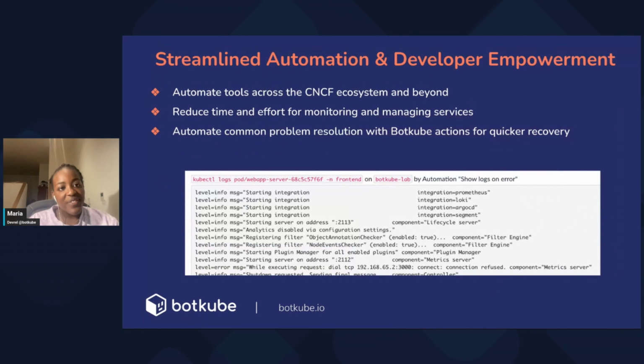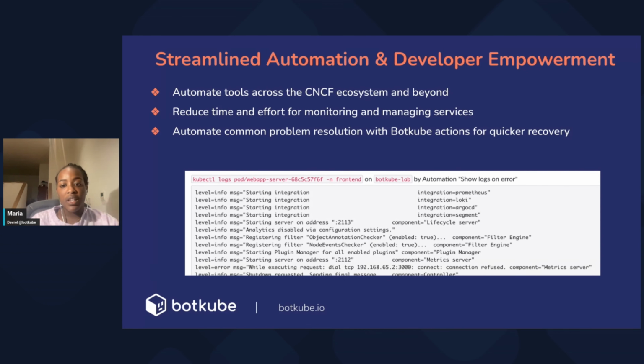And finally, you want to be able to streamline your automation and developer empowerment. So here's an example of an automation with Botkube. This automation runs automatically every time there's an error. This automation is to run the kubectl logs function.